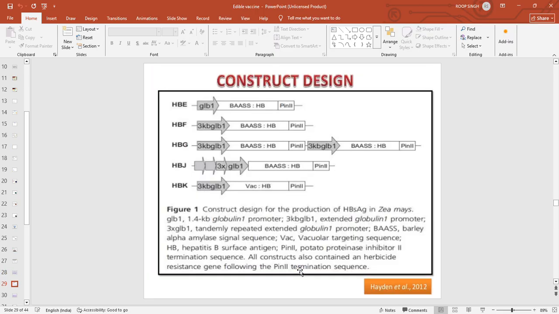So they made different constructs using the globulin 1 promoter, the GLB1 promoter. This is HBsAg, hepatitis B surface antigen, under control of the globulin 1 promoter, and there are different promoters, like the extended globulin 1 promoter, to basically improve the expression of hepatitis B surface antigen.